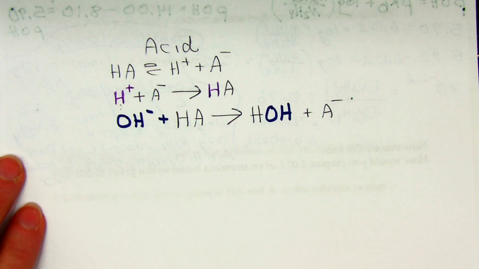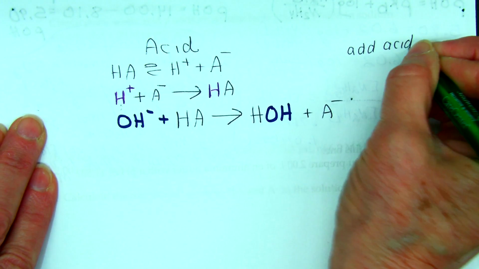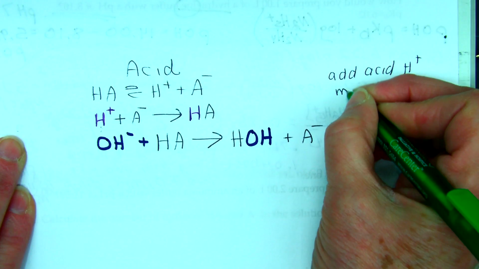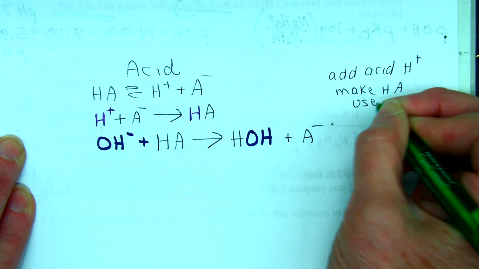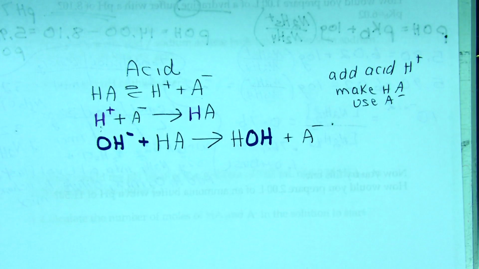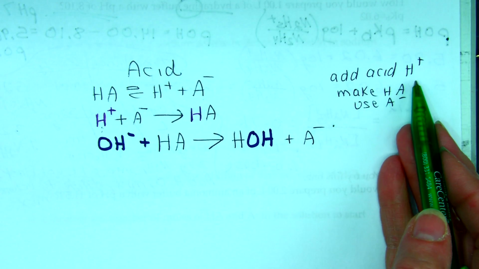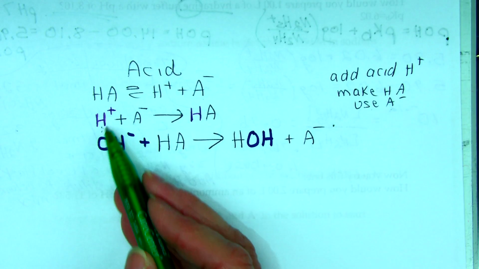So, in our buffer, if we add acid, which is H plus, strong acid, we make HA and we use A minus. Now, Andrew, this is for you because you told me you like me to write on the board. So pretend I'm writing on the board, but since I'm videotaping, I got to write on the paper, okay? So when I dump in strong acid, which is loose hydrogen ion, I make weak acid and I use up A minus. Does that make sense?